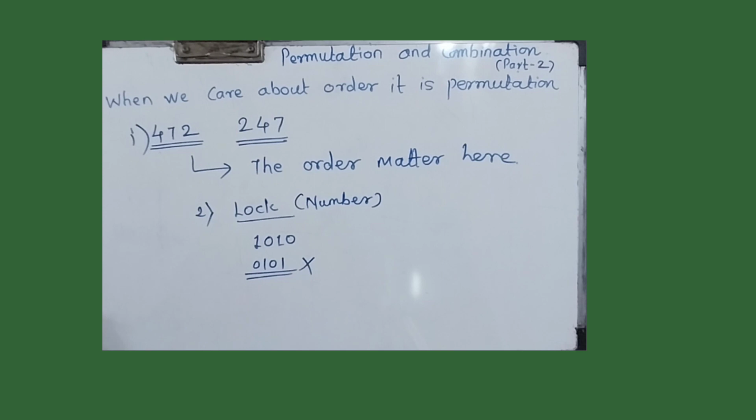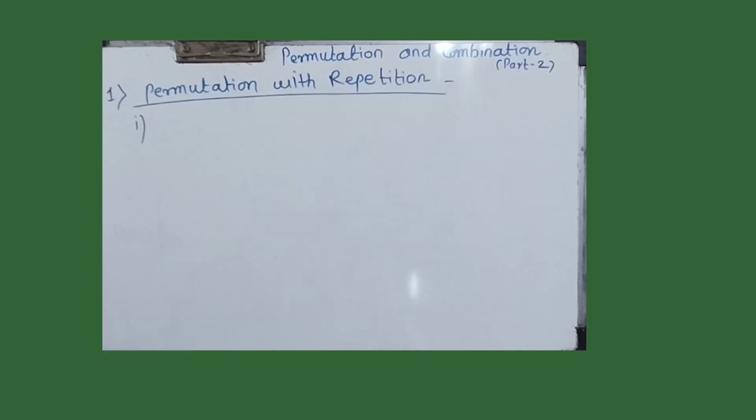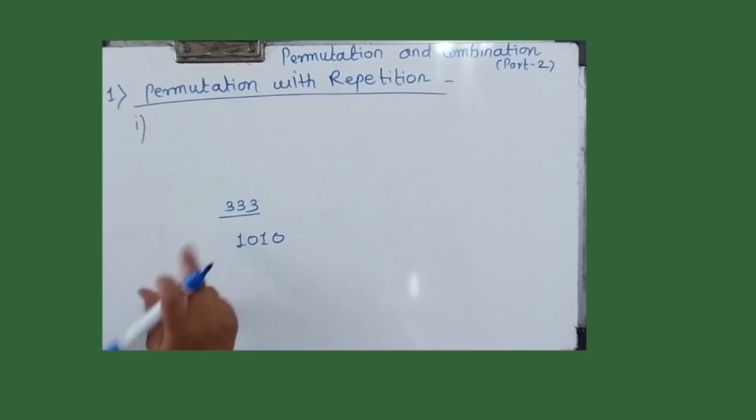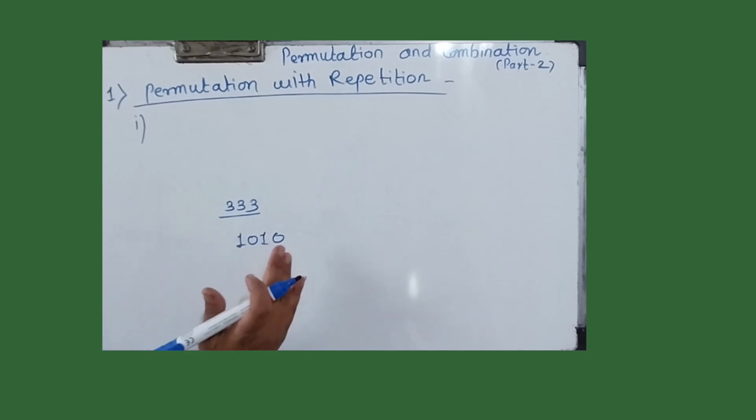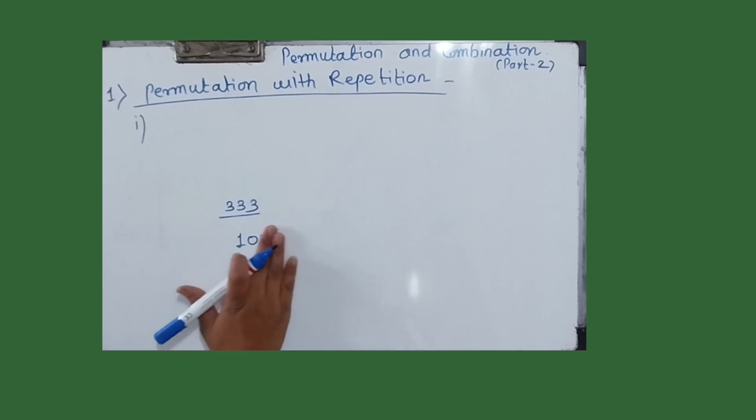Now we will go to the next step. There are two types of permutations. The first type is permutation with repetition. In a lock system, we can repeat, like 333 as a code, or 1 0, again 1 0. So this is repetition. The second type is permutation with no repetition.